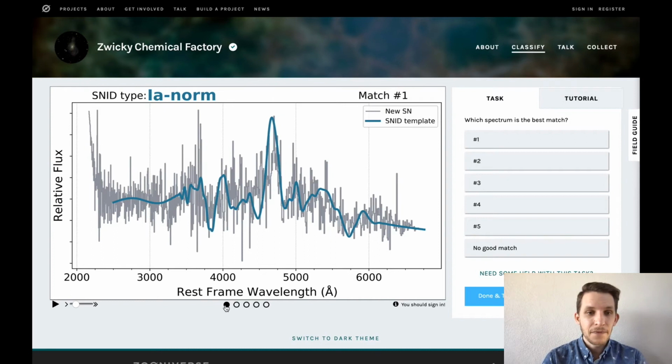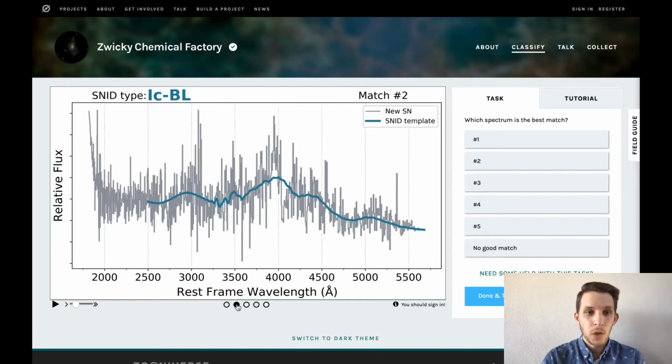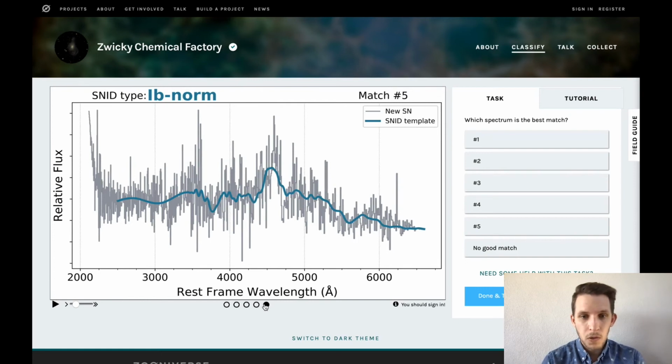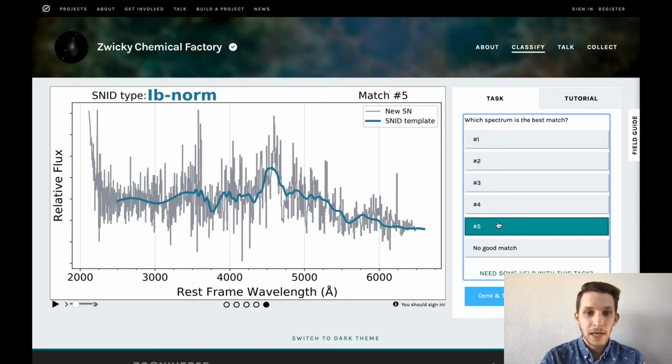I think there's a lot of absorption features in these 1A spectra that do not line up particularly well. This 1C broad line I also don't think lines up very well. I think for me, this 1B normal is the one that matches the best, although again, I don't think that this is necessarily the correct answer. But I'm looking for the best match of the 5 spectra provided, so I'm going to pick number 5 in this case.